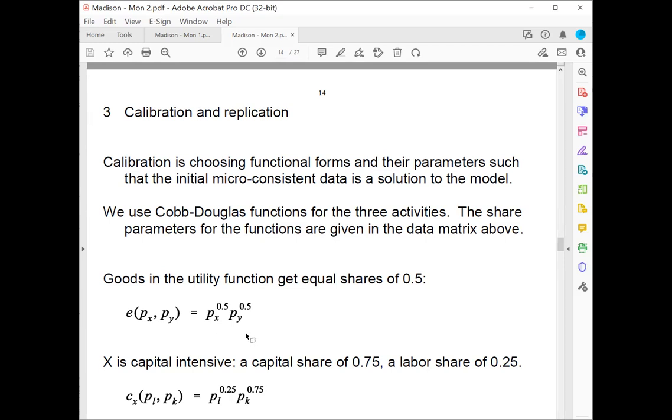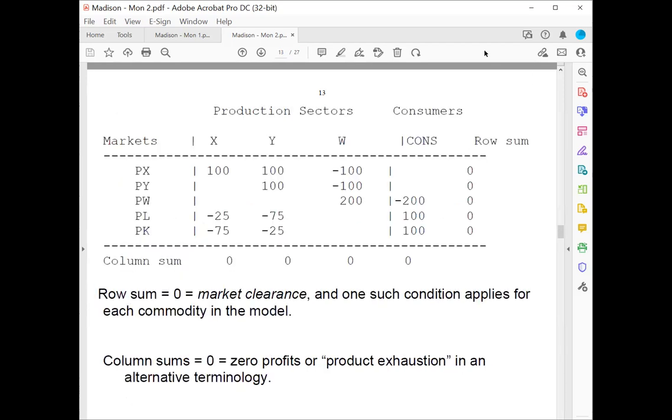If the primal problem is CES, the dual is also CES. We call that self-dual, I guess. So if the production functions and utility functions are Cobb-Douglas, the expenditure function and cost functions are also Cobb-Douglas. And the share parameters we need to calibrate the model are found directly in that data matrix because those are shares. So in this little data I made up, the expenditure shares on X and Y are 50-50.